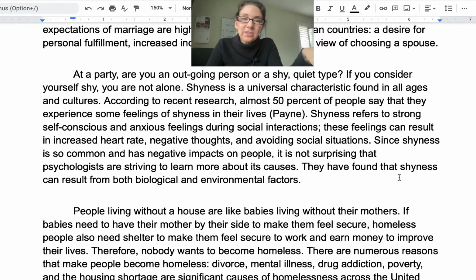They have found that shyness can result from both biological and environmental causes. Okay, what's the topic? Shyness. What's the controlling idea? Where it comes from. What are the causes it can result from? So that's talking about causes. And we have key points here: biological, environmental.